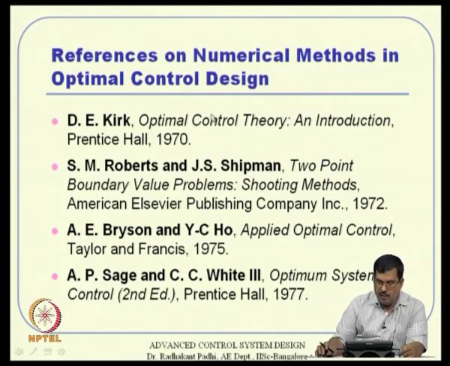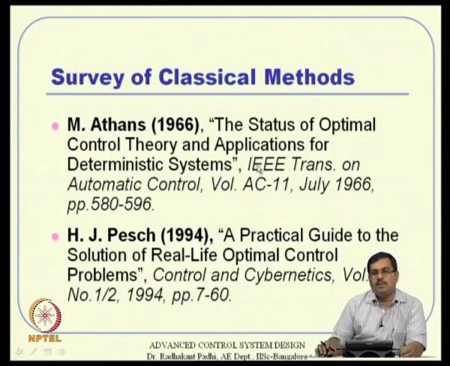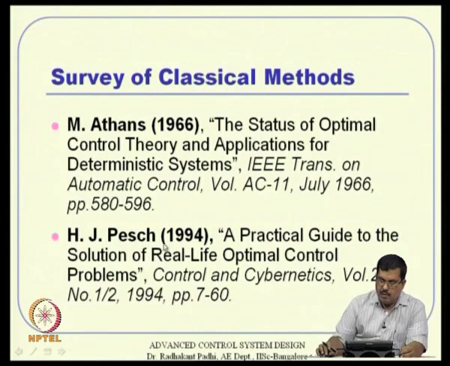So, these are some of the references that you can see for more details on this method, and these are two survey papers, very classical survey papers. One is very old, from 66, but it is a very nice paper that talks about the status of optimal control theory and applications at that point of time. So, it gives us a very nice feeling of what happened initially. From 94 there is a very neat survey paper again, which talks about real life control problems, and how you use practical solutions with many practical numerical methods. So, I suggest that you read some of these to have a better feeling of that.